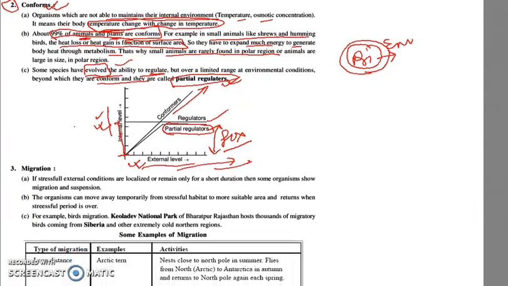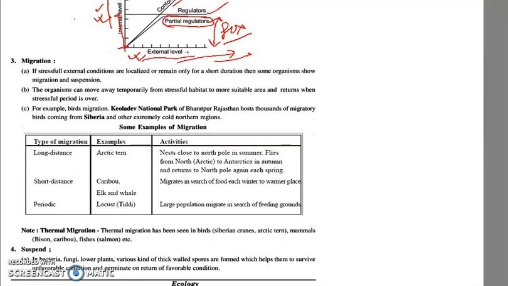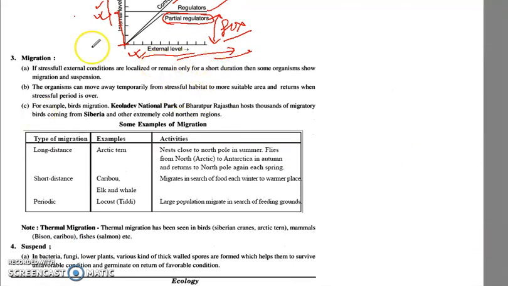Now, friends, we have discussed conformers and we have discussed regulators. Now, friends, let's move to the third part, that is called what? Migration. Some organisms that are unable to regulate or conform go for migration. Means if a stressful condition is present in a particular habitat, then for a short duration the organism temporarily moves away from the stressful habitat to a more suitable habitat and returns when the stressful period is over. This particular process is called migration.